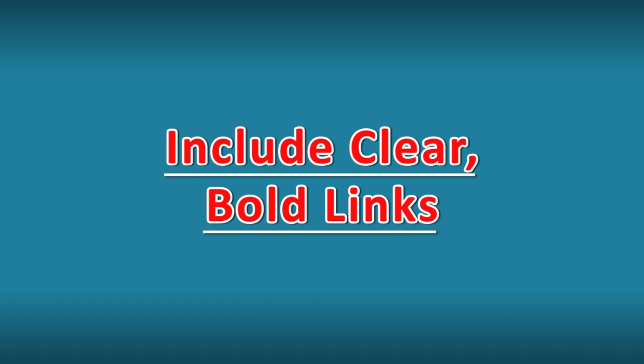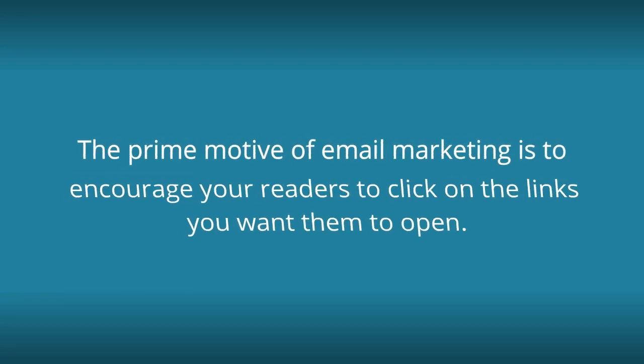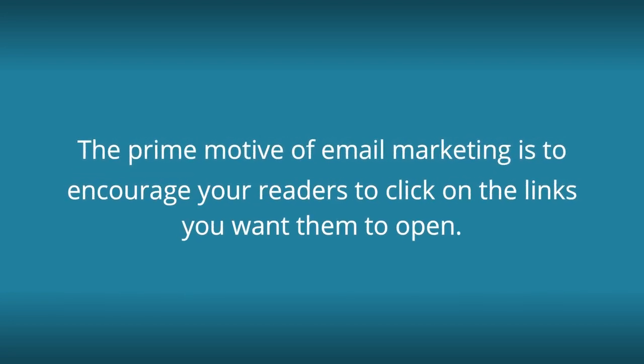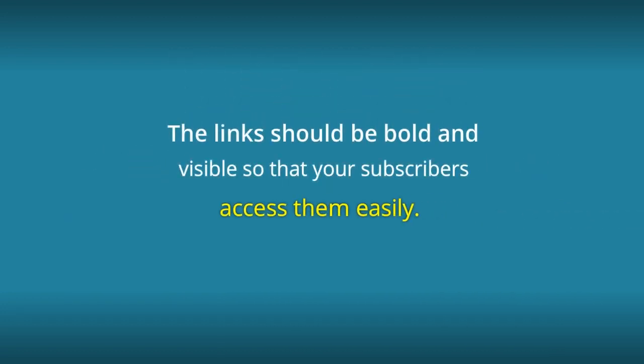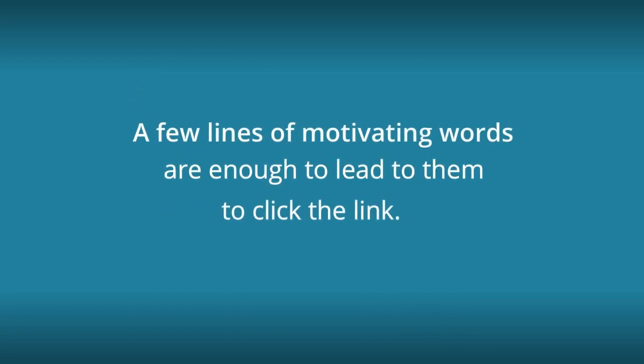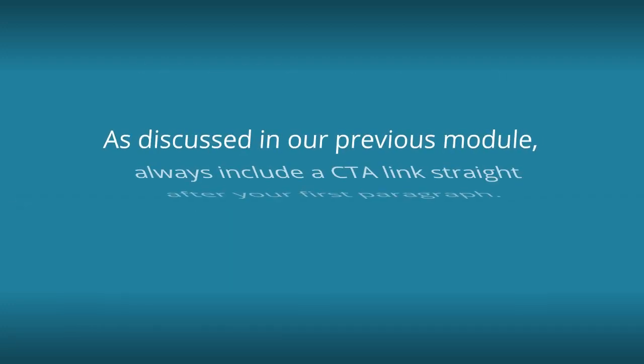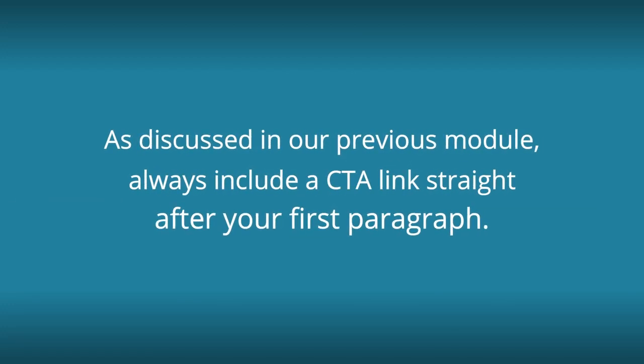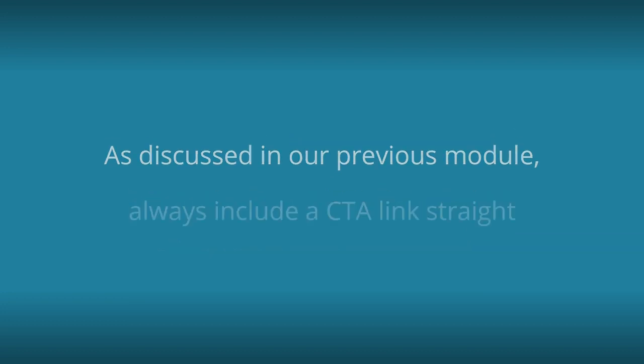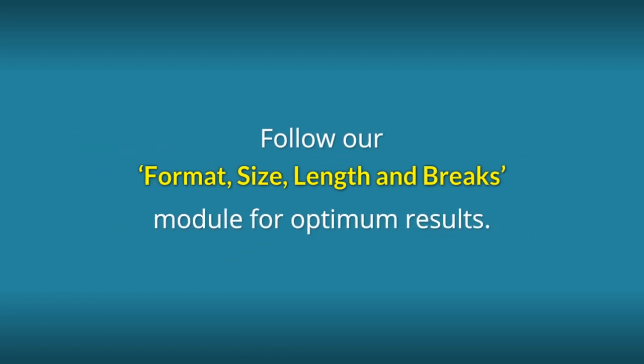Include clear, bold links. The prime motivation of email marketing is to encourage your readers to click on the links you want them to open. The links should be bold and visible so that your subscribers access them easily. A few lines of motivating words are enough to lead them to click the link. As discussed in our previous module, always include a CTA link straight after your first paragraph. Follow our format, size, length, and breaks module for optimum results.